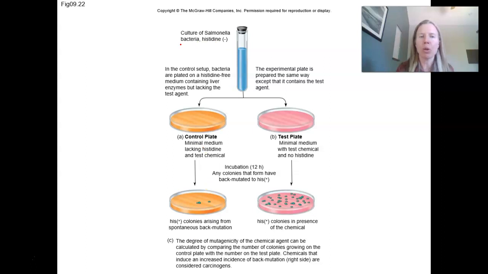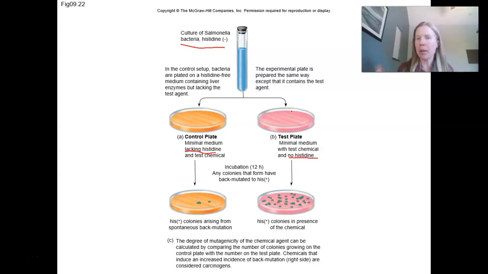So we are going to grow salmonella. We grow a specific strain of salmonella that is histidine negative. This means that it cannot produce histidine. In order to survive, we would actually have to put histidine in the agar for it to live. So we've got a control plate and a test plate, and they're both what's called minimal media, so there's not a lot of nutrients in there. And specifically, notice that both plates are lacking histidine.